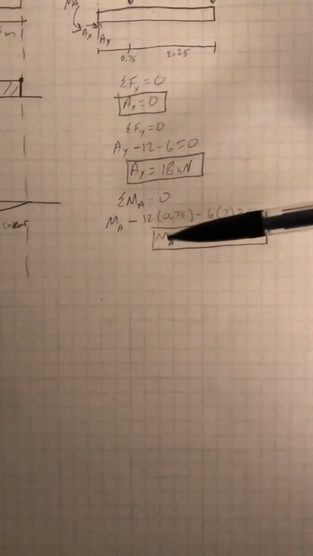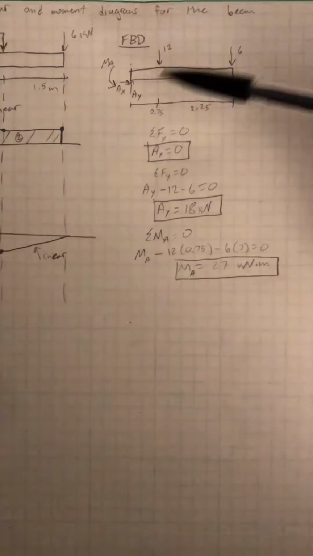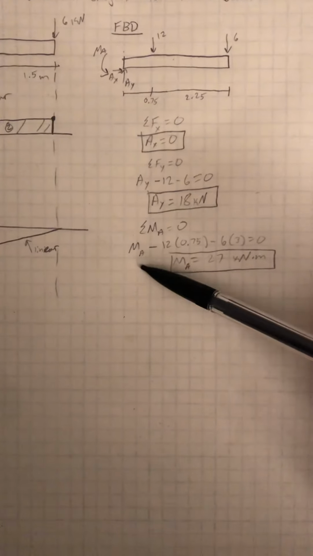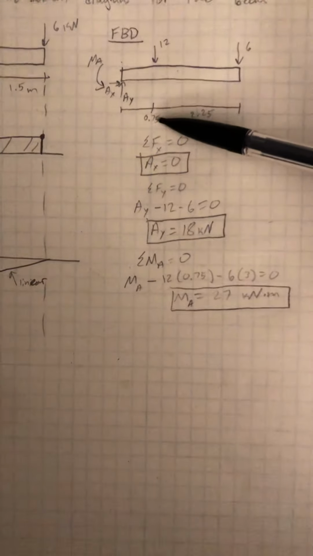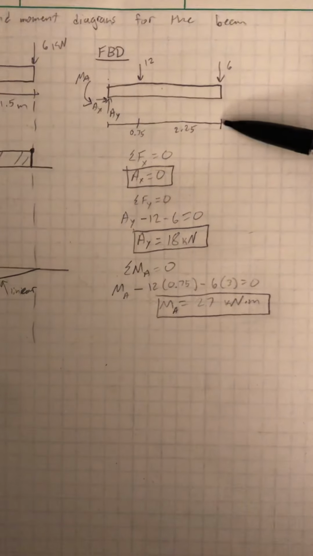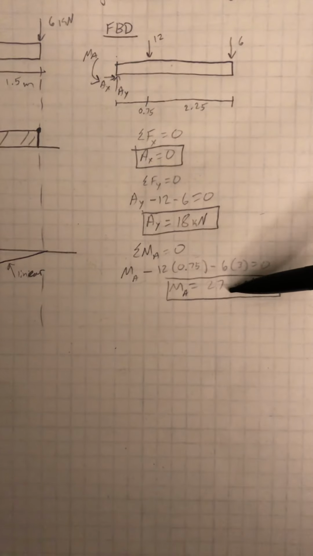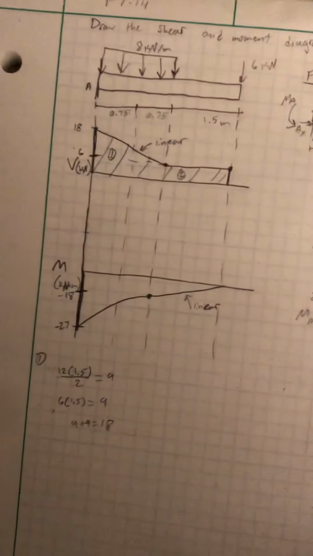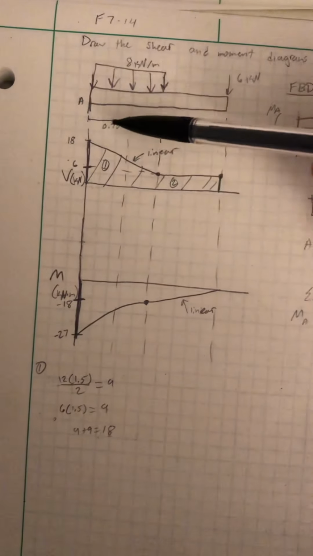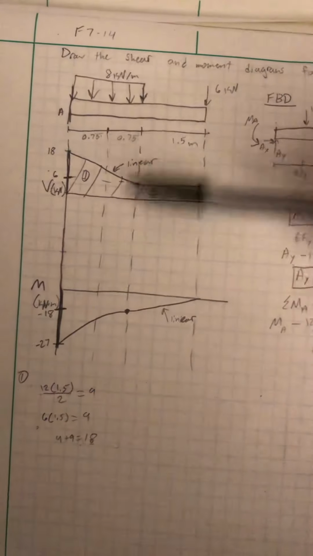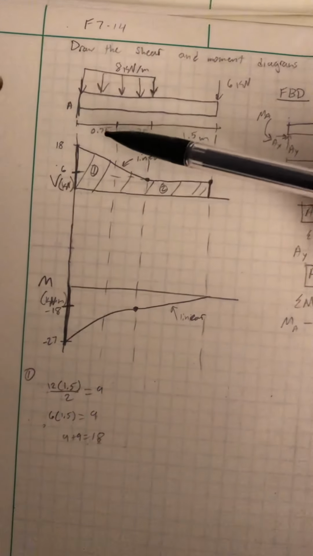And then the moment at A, since we have the moment here, it's the moment at A minus this force times 0.75 and minus this force times 3. We find the moment at A is 27 kilonewtons times meters. So for the diagrams, I just set this up directly under the picture.